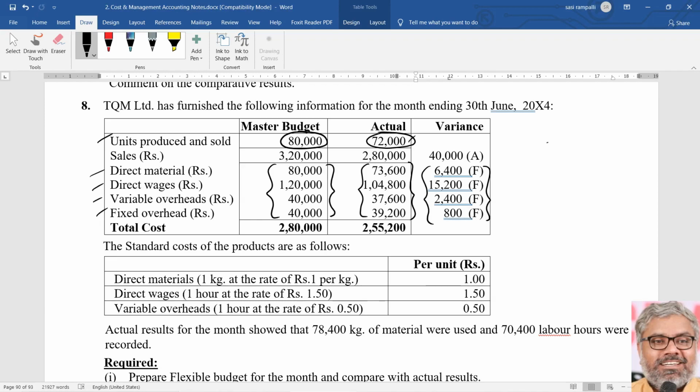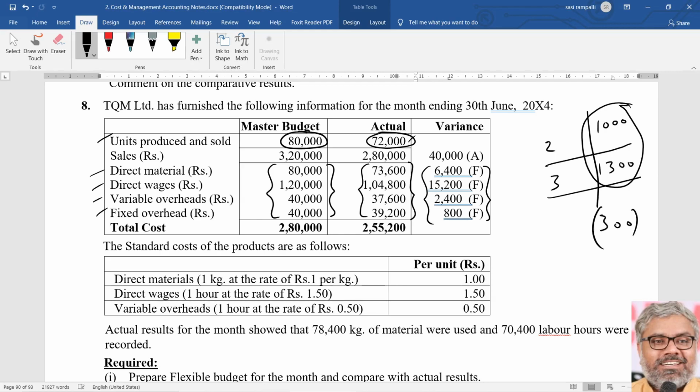If you have two friends who planned to go to a movie with a total budget of 1,000, and actually one more friend was added, and finally 3 friends went to a movie with an actual expenditure of 1,300 only. If you look at these two, it looks like there was an adverse variance of 300. But the reality is that there is no adverse variance of 300.